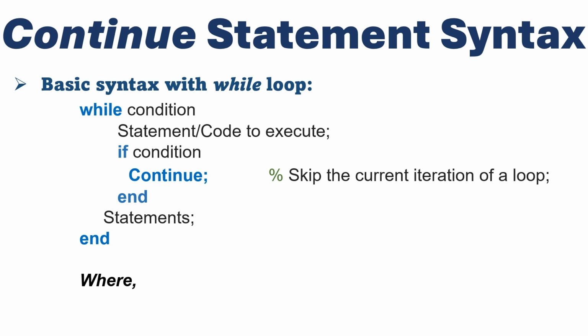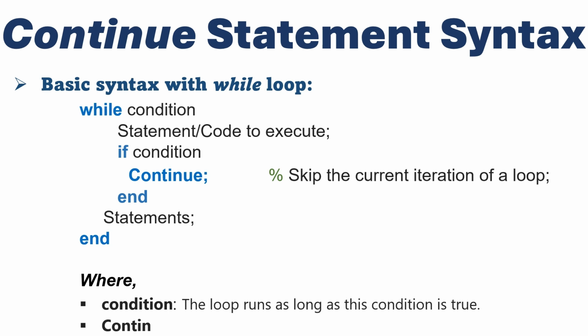So here, again, the condition means the loop runs as long as this condition is true. And once we write the keyword continue, that is the continue statement, the continue statement is used to skip the current iteration of the loop and immediately start the next iteration.